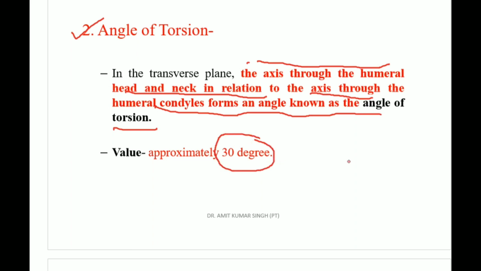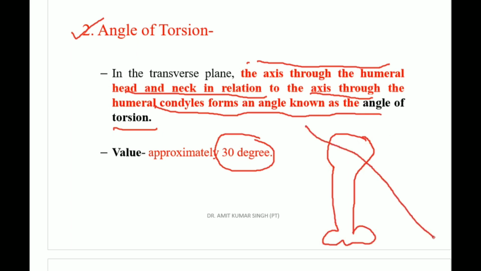So what they are trying to say here is, if we consider this is the head of our humerus bone, and down will be the condyles. What you are supposed to do is make a line from the center of head and neck and extend this line backward. Make another axis through the humeral condyles and extend it where they are going to coincide with each other. That angle will be known as the angle of torsion.